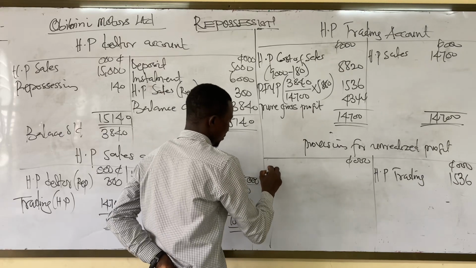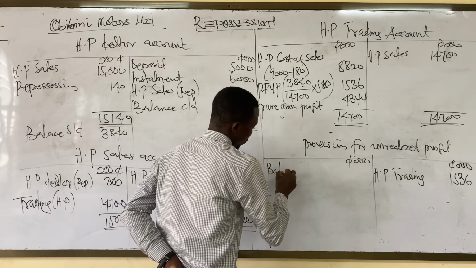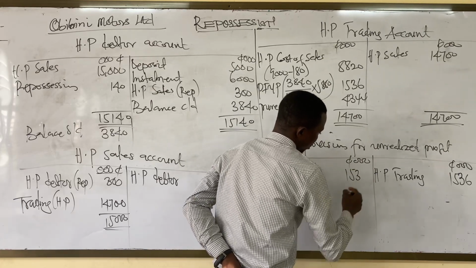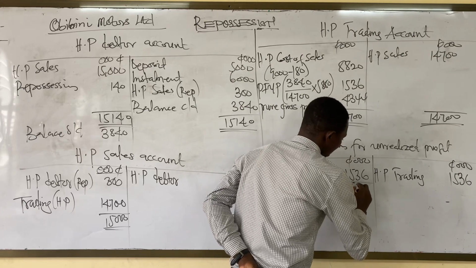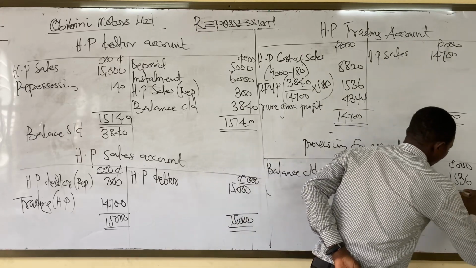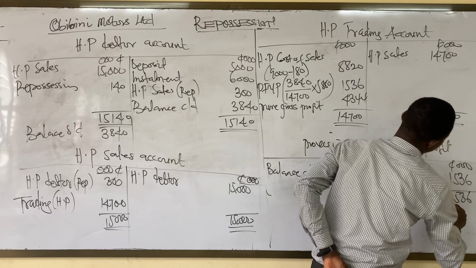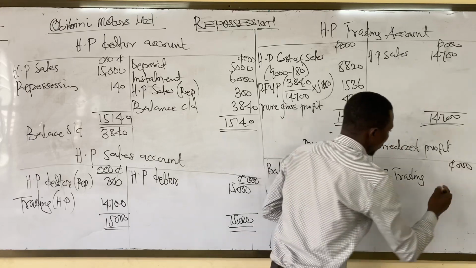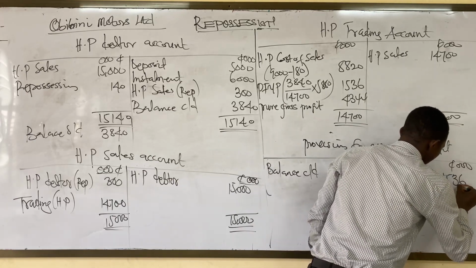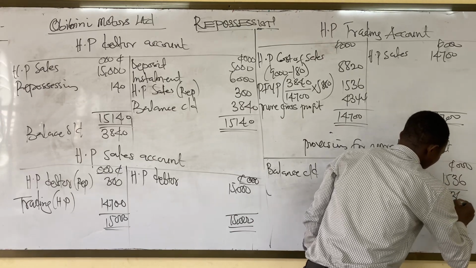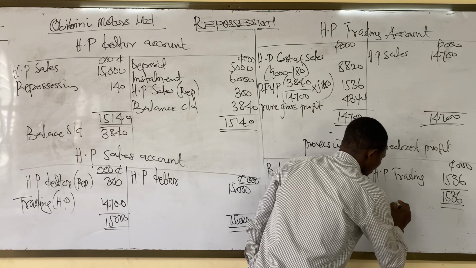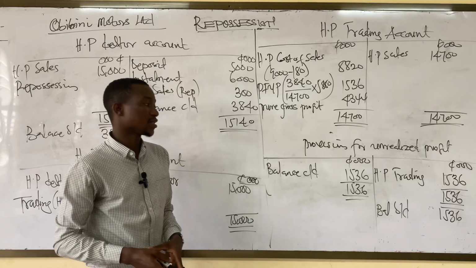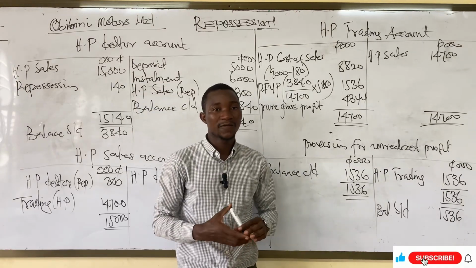So that the balance CD will be 1,536. So the total will be same. Let me bring it here so that you can see it clearly. 1,536. So the total 1,536. So that the balance brought down will be 1,536 for subsequent years. So we've now ended our lesson on accounting for hire purchases.